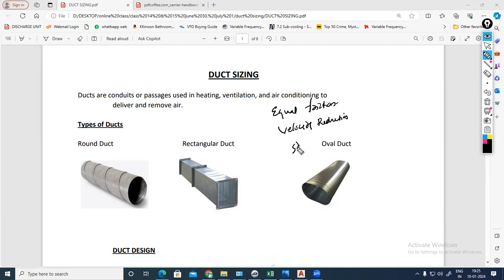And the third method is the static regain method. For static regain, you should have a thorough knowledge of static pressure and velocity pressure, then we can do it. I will explain the static regain method as well. But compared to equal friction, static regain needs nearly 13% to 15% more duct material, so the construction cost will increase. Also, static regain is only applicable in the supply branches. It is not applicable for return. So comparing all this, out of these three, equal friction is the perfect method. I will explain what it is.